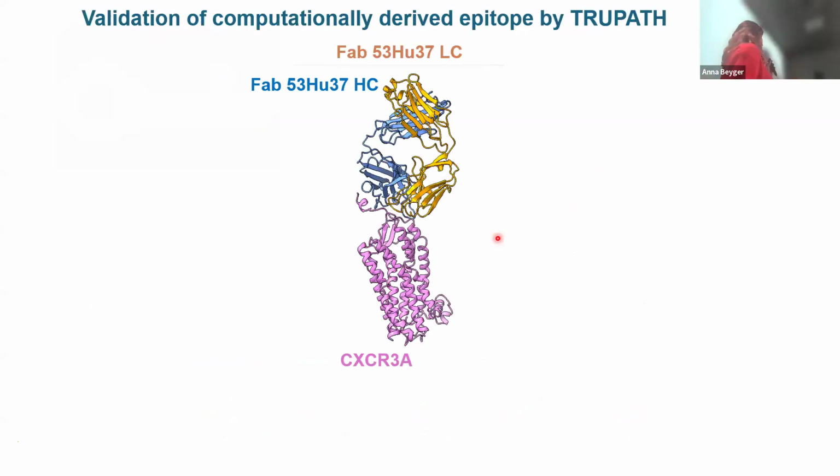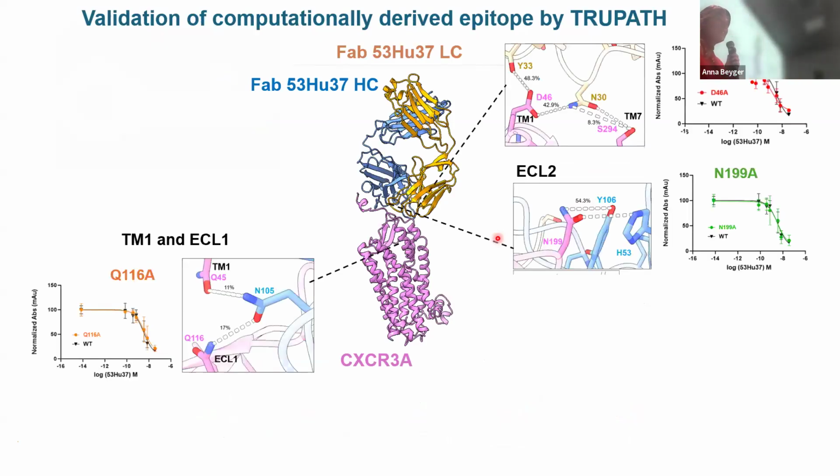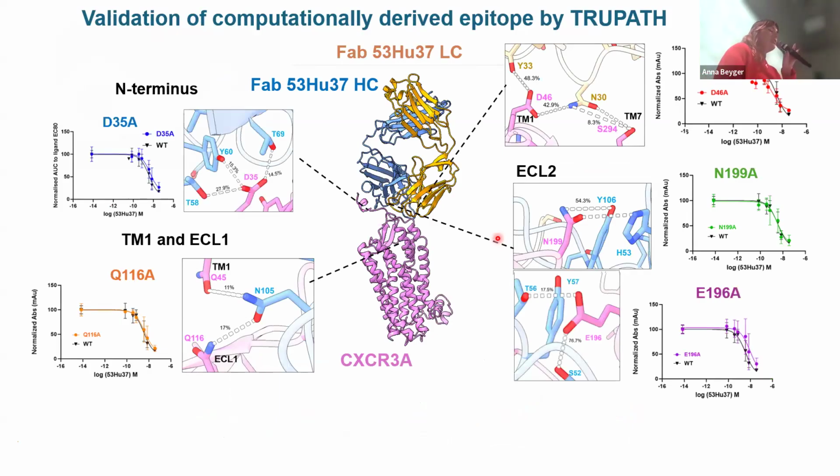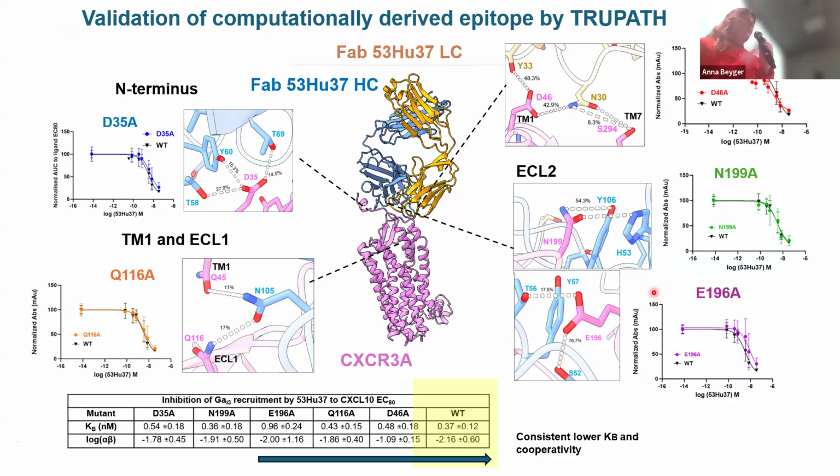So when we validated this computationally derived epitope by TruePAP, we could see that a lot of these mutations didn't actually produce quite a significant change. However, there were some differences observed at the N-terminus and ACL2 that shifted the curves slightly to the right. And then when we look at the actual values of the affinity and log alpha beta, it was quite interesting because even if those mutations didn't induce a significant change, all of them trended in the direction of lower functional affinity and lower negative cooperativity compared to the wild type.